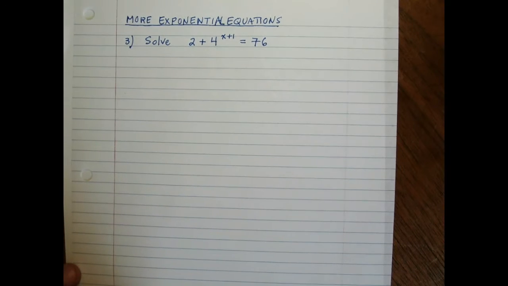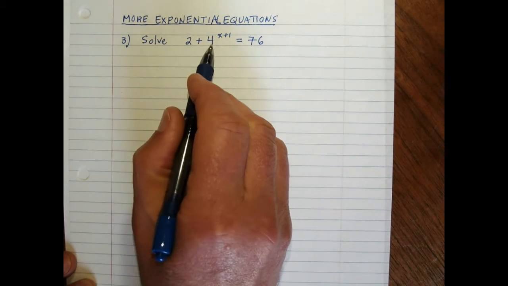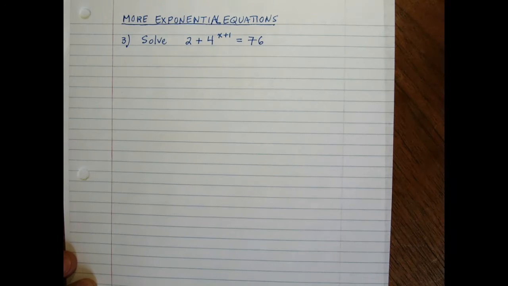So we're continuing our way through the section on solving exponential equations. We're going to look at a few more examples here. So let's go ahead and start. Solve 2 plus 4 to the x plus 1 equals 76.